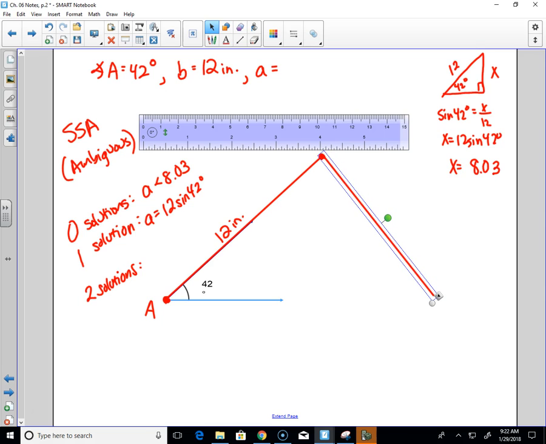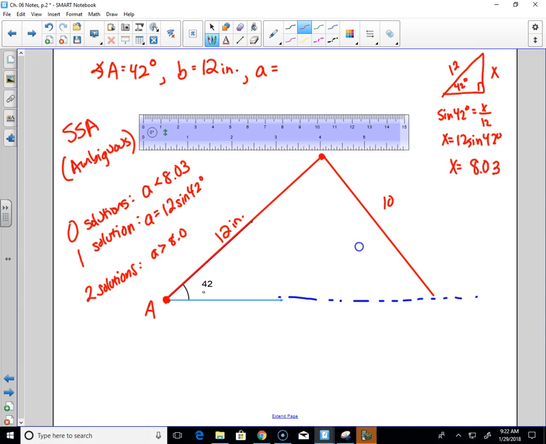We'll just take it. Okay, so can it make, I'll just make that. Okay, that looks good. Can that make a triangle? So 42, 12, and then 10. But why am I going to say that anything with A greater than 8.029 but less than 12 is going to be 2 solutions?